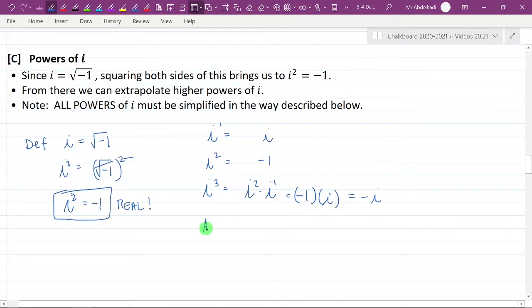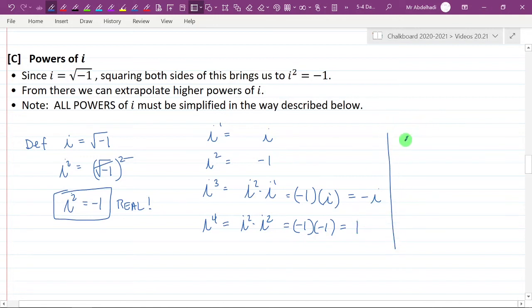What about i to the fourth power? I to the fourth power is the same as saying i squared times i squared, right? You would add the powers. And that would be -1 times -1, which is +1. So this creates a pattern here. We have i, -1, negative i, and +1.